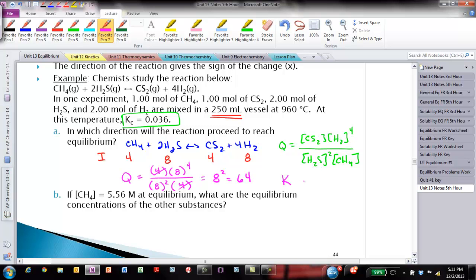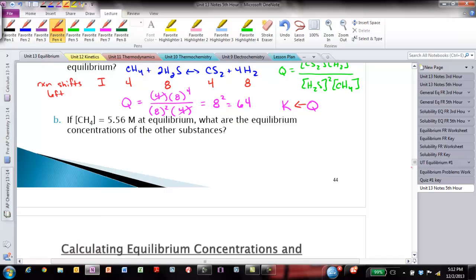And so when we set up and we compare our Q and our K, our K is 0.036, which is much less than our Q. So the reaction is going to go to the left. So the question here said, in which direction will the reaction proceed? Reaction shifts left. Okay, so that's going to tell us that the stuff on the left is our product and the stuff on the right is our reactant, because it's going that direction.